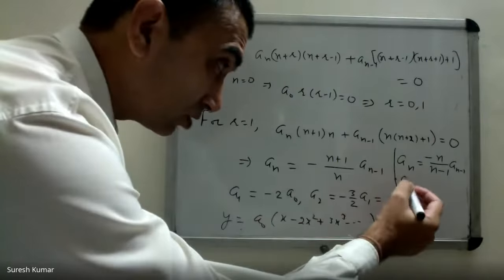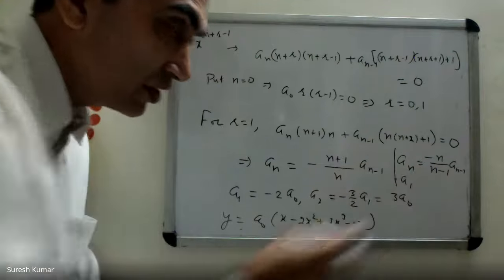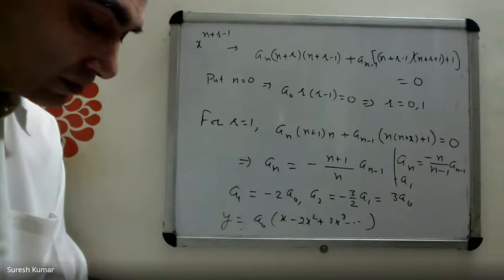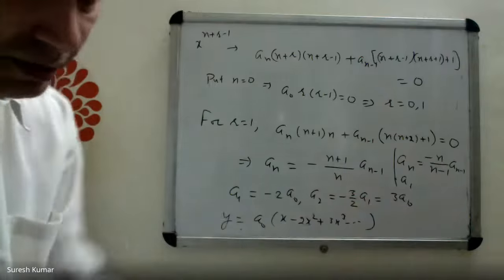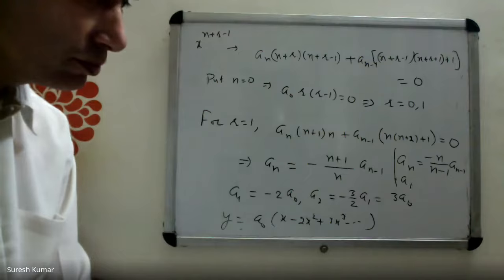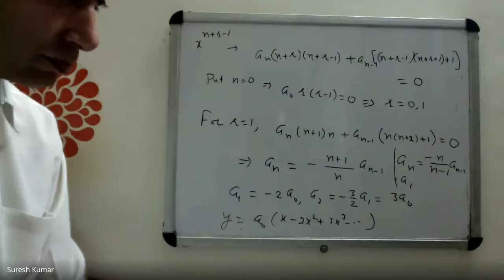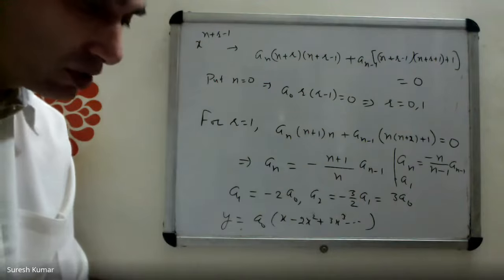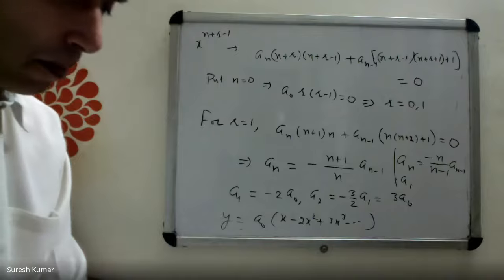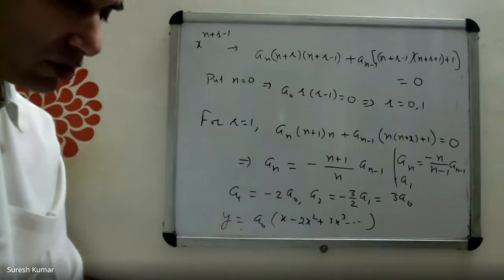Yes, sir. So what do you think? Can you get the coefficients from this recursion? You see, even if you put n equal to 1 here, there is a problem, isn't it? You cannot get a1 here. It means corresponding to r equal to 0, we don't have the Frobenius power series solution. So we are able to find only one Frobenius power series solution in this problem.